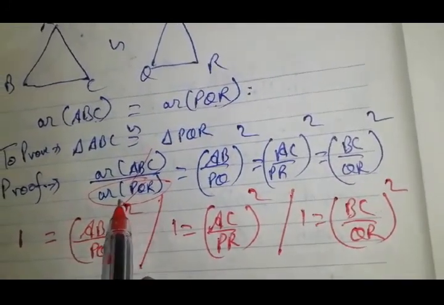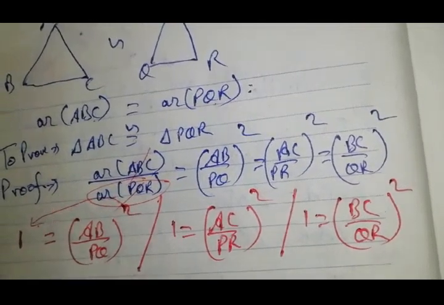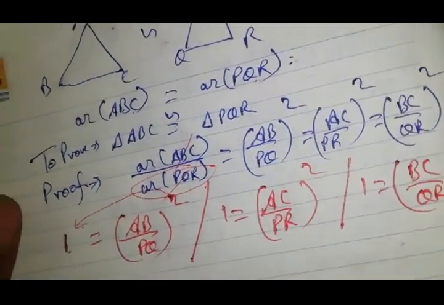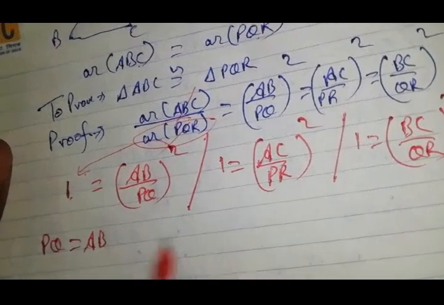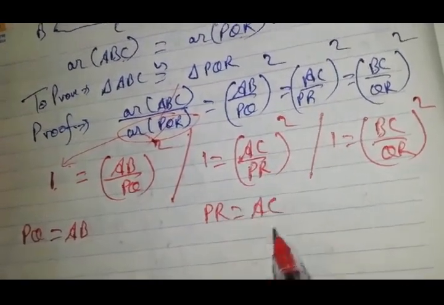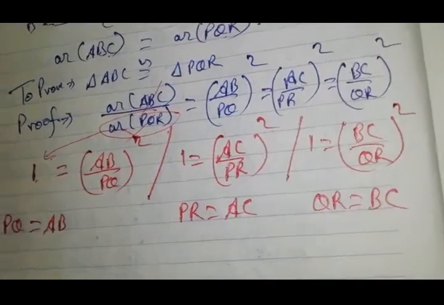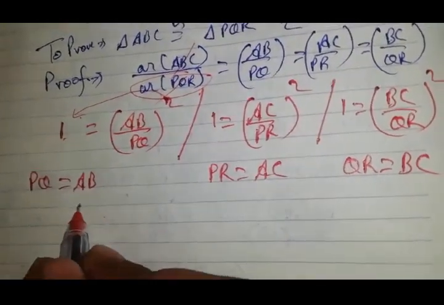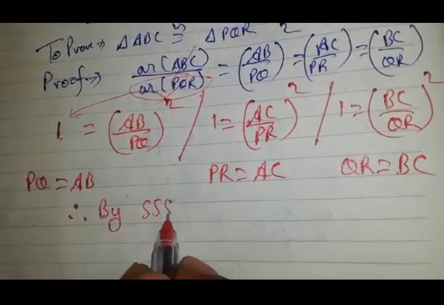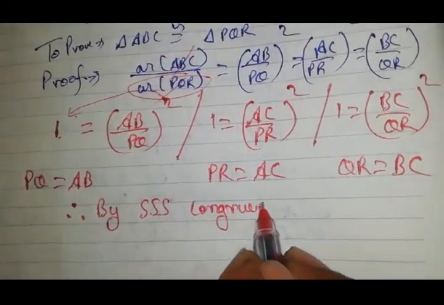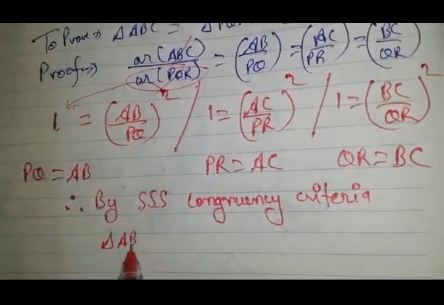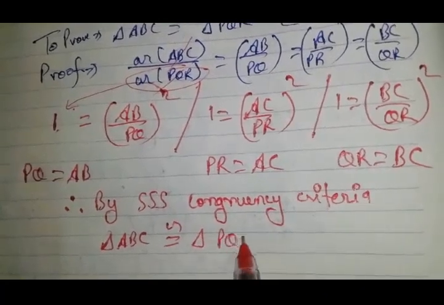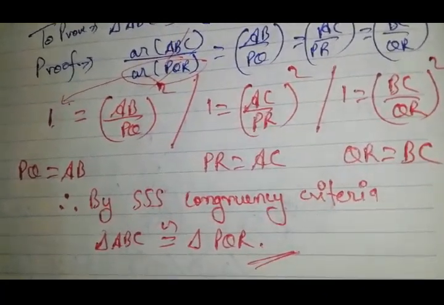Now if we transfer this square to this side, we will have root 1, and the value of root 1 is also 1. So from here what conclusion do we have? PQ is equal to AB, PR is equal to AC, and QR is equal to BC. So all three sides are equal, therefore by SSS congruency criteria, we can say that triangle ABC is congruent to triangle PQR, and this is what we had to prove. Now let's move to the next question, which is question number 5.